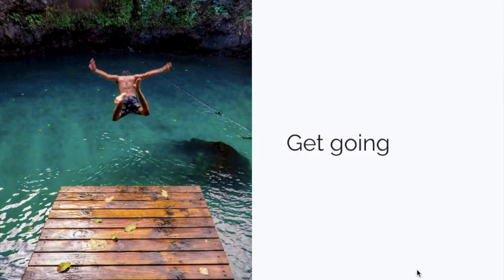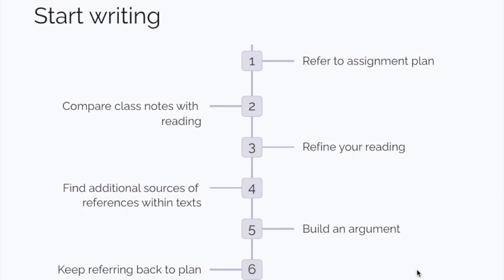So once I've got my plan, it's in some sort of logical order, and I'm open to being flexible, it's really time to get going and start writing. As I start writing, I need to make sure that I refer to that assignment plan. I can compare my class notes with the reading, start to really refine my reading, so actually start to read in more detail. And as I do that, I will start to find additional new ideas, new concepts to consider that may never have originally been on my plan, so I start to update and refine that plan.